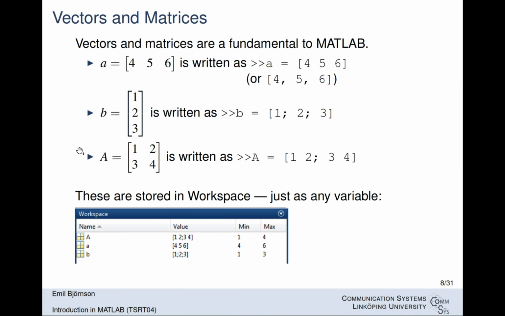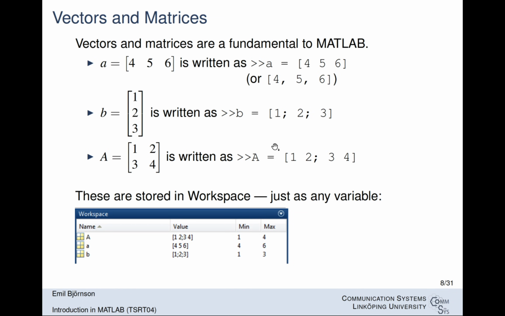Now suppose we would like to create a matrix. A is equal to 1, 2 on the first row, 3, 4 on the second row. Then we should remember what we were doing. Whenever you put two numbers in the same row, we write them after each other, and then we have a blank space in between. And when we would like to create a new row, we use a semicolon.